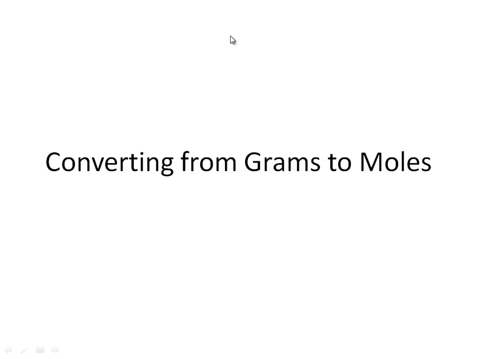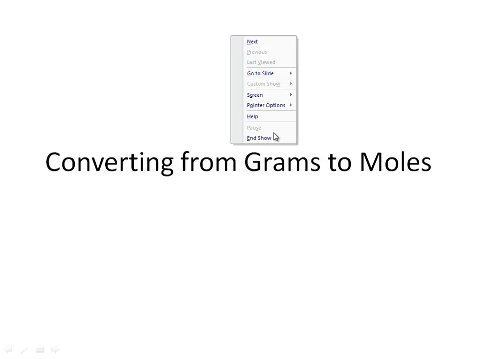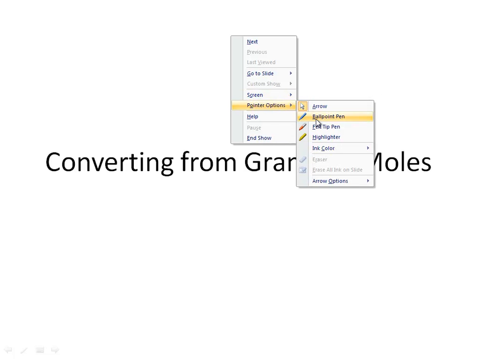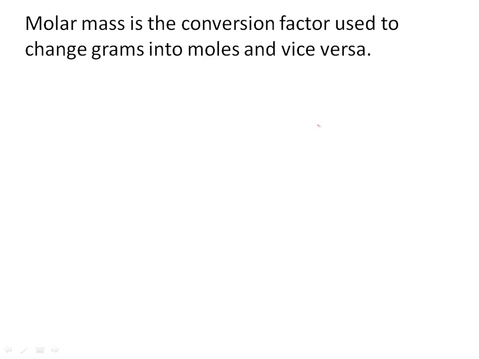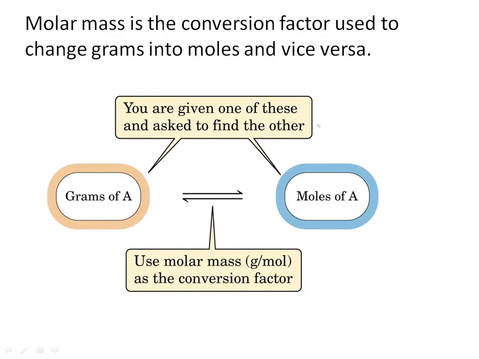Hi class. Today I want to go over converting from grams to moles and from moles to grams. So what we're going to use to enable us to change from grams to moles and vice versa is a conversion factor called molar mass. Molar mass is simply the mass of a compound or an element in units of grams per mole. And so this is what we use as the conversion factor.